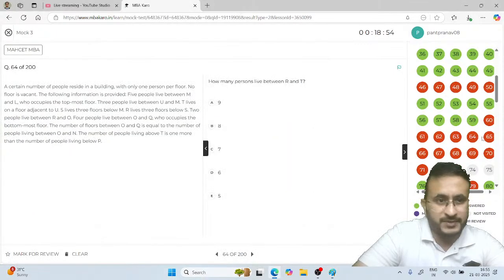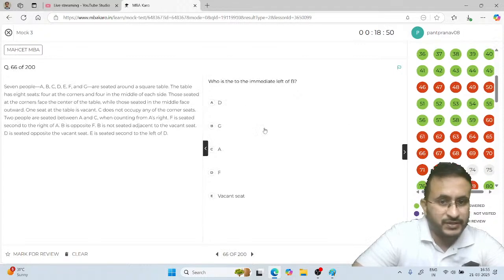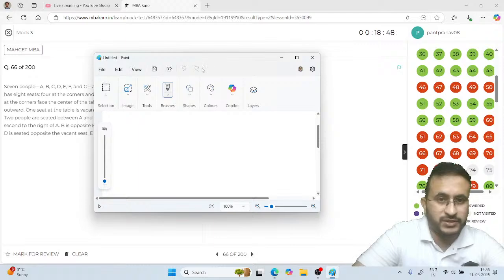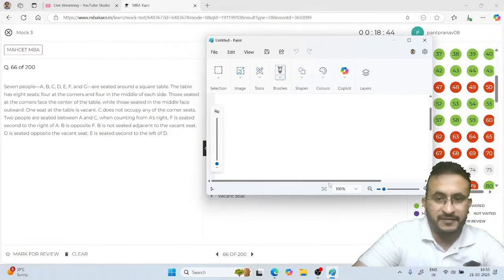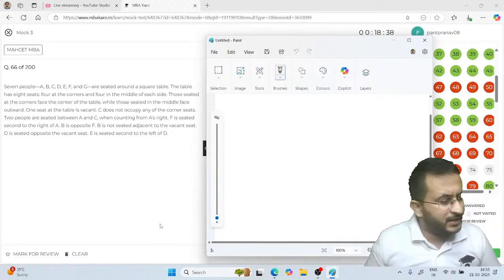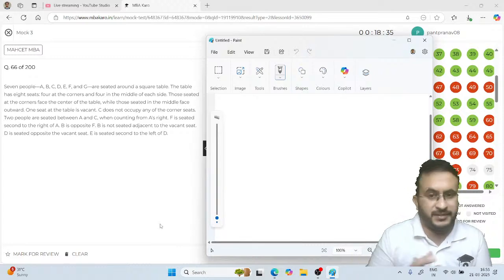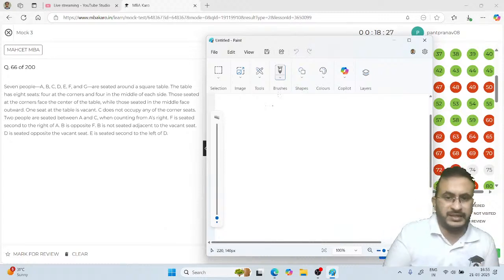Let's see the next puzzle. 65, 66 is. So let's do this one. This looks a better doable one because only 7 people are involved. Okay, then we will randomly mark some of the answers. This paper looks to be on a tough side. Maybe if someone scores 130 to 140, that will be a very good score in this because a lot of puzzles present. Okay. So that's on the higher side.